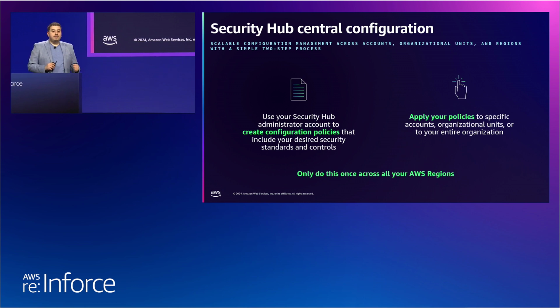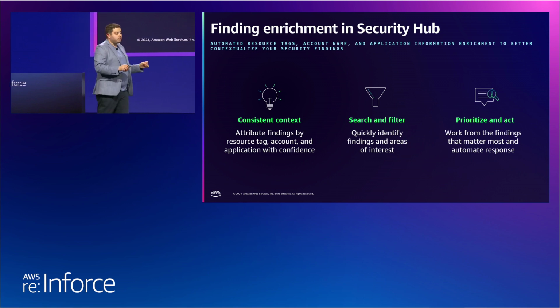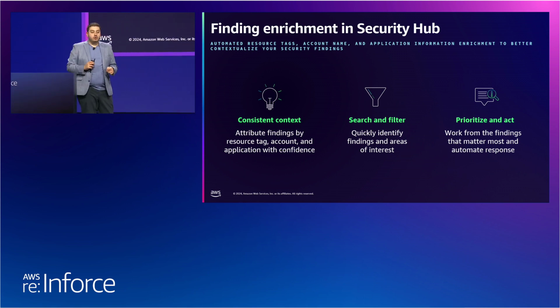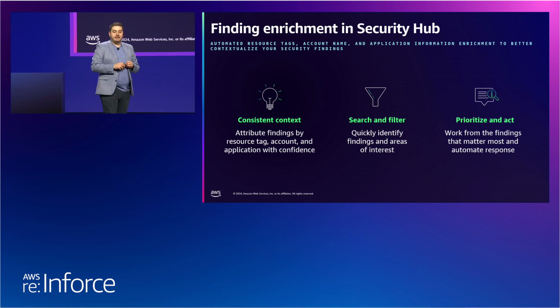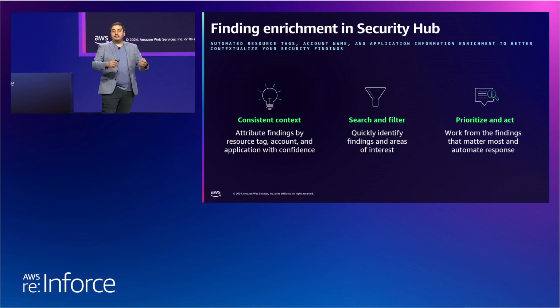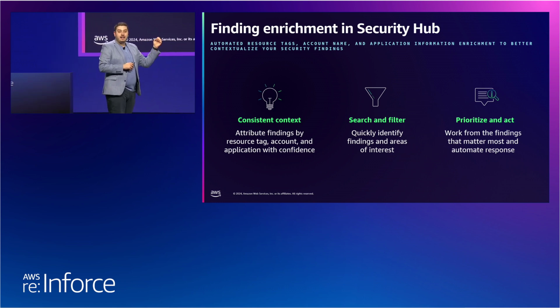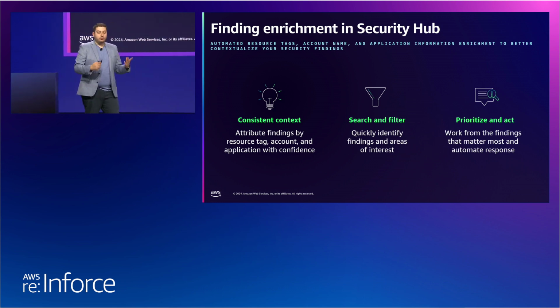And speaking of visibility, each finding that comes into Security Hub, regardless of whether it comes from the CSPM controls or from one of our external integrations, is enriched with consistent context, such as account name and account owner information, resource tags, and AWS application information. This really allows you to use that metadata to filter, search, and build your own custom dashboards within Security Hub, and to build actions based on it to remediate or respond once again.